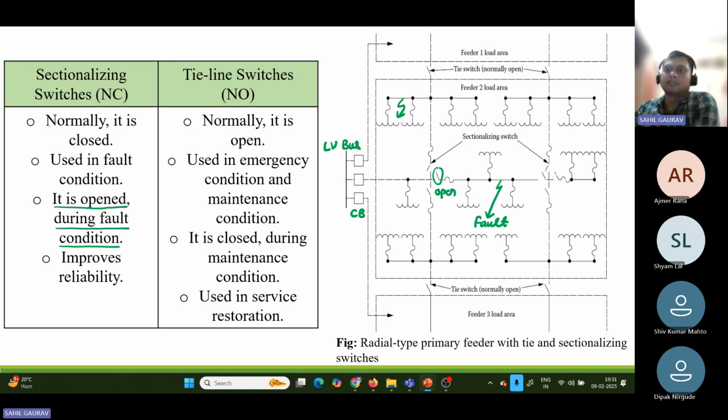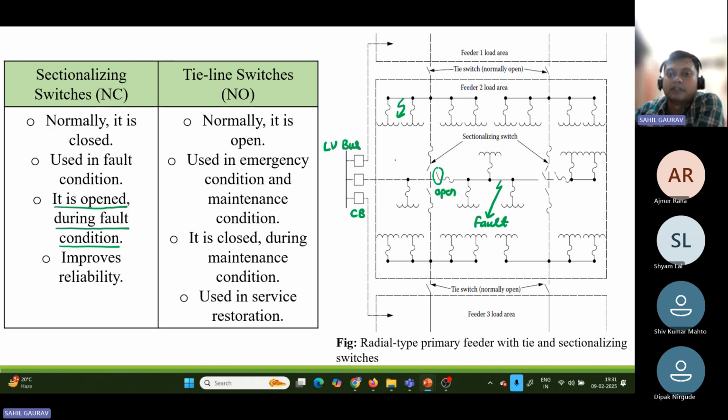Now coming to the tie line switches. Tie line switches are normally open, so these different feeder areas are not connected to each other. All of the primary feeders go to their areas, and depending upon the primary feeder, we have named the load areas. These different load areas are connected through the tie lines, which are normally open, and we use these tie lines in emergency and maintenance conditions.